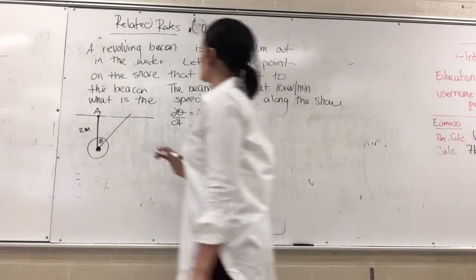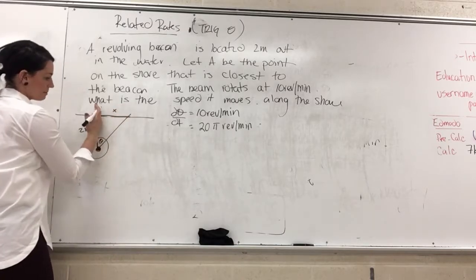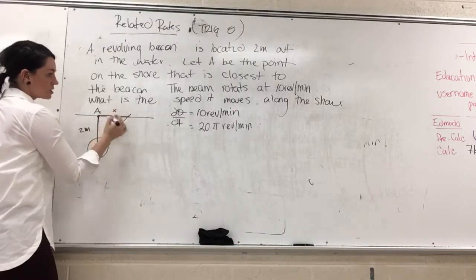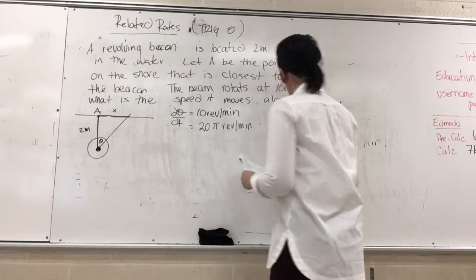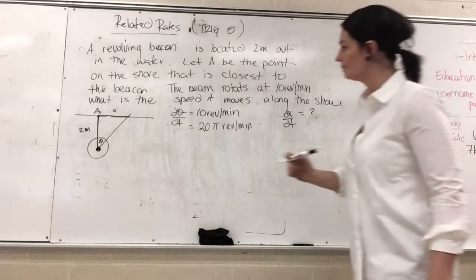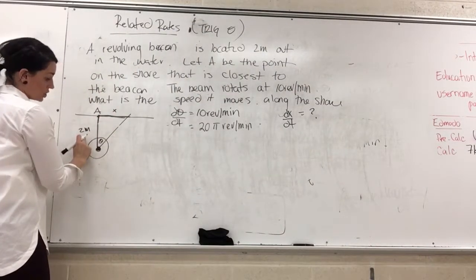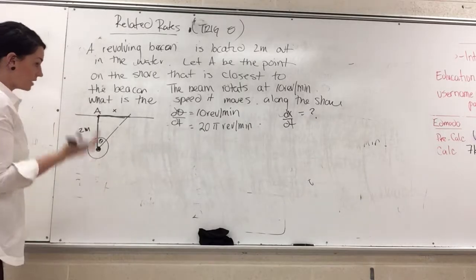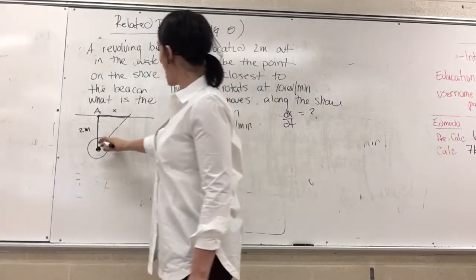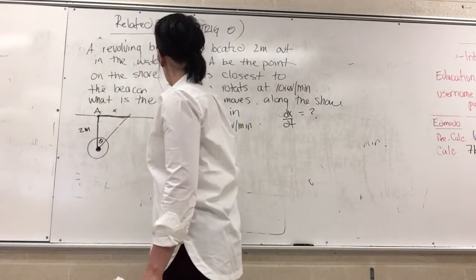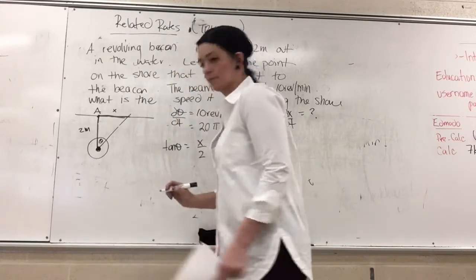What is the speed of it moving along the shore? It doesn't really matter what variable we give, but we're looking for this because here's the beam, so it's moving, moving, moving. So what I'm looking for is dx over dt, okay? I need a formula that involves theta, x, and this 2, which would be helpful because I know what it is. We're going to go back to SOHCAHTOA. I have adjacent and opposite, so I'm going to use tan. So tan theta equals x over 2.